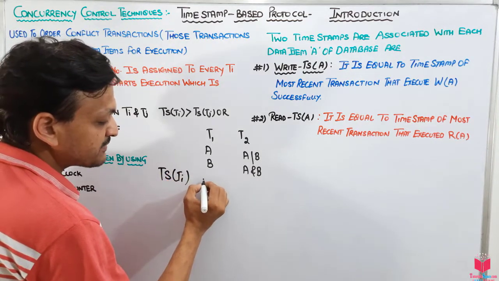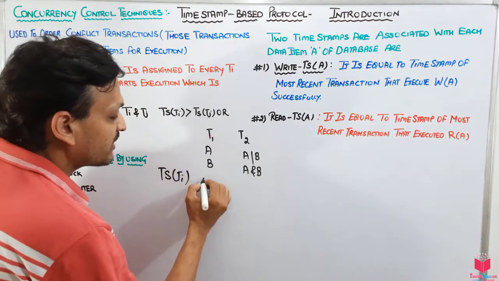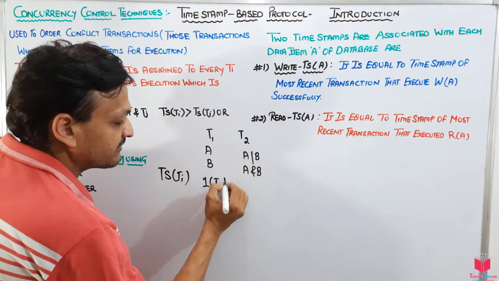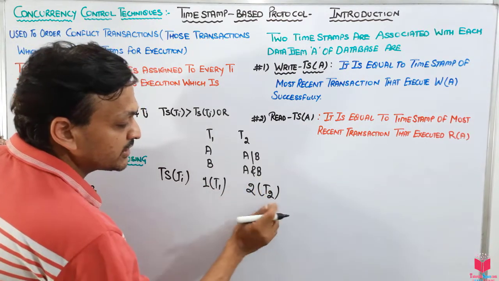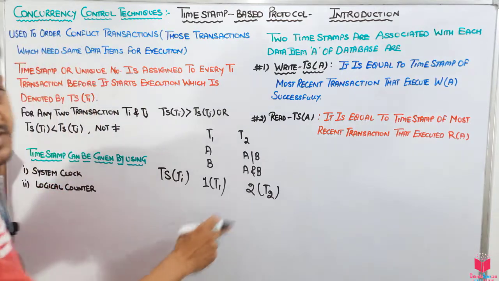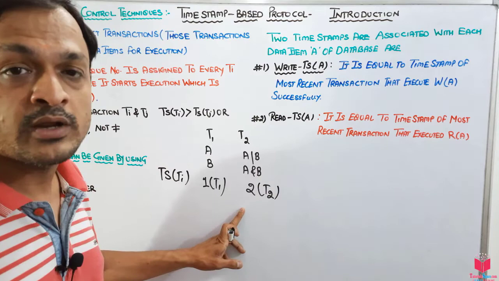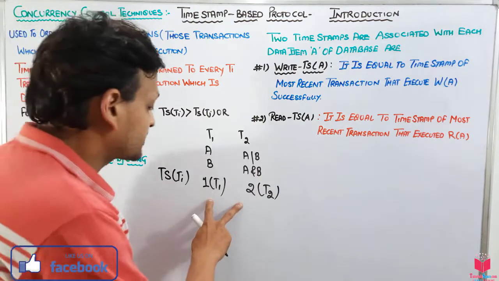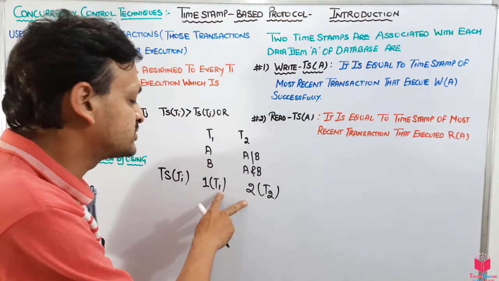Suppose I give this one a timestamp of 1, so I will write transaction T1. If I give 2, this is transaction T2, and 2 is the timestamp for it. This will always be unique. Two transactions will not have the same timestamp or unique number. They will not have any value the same.